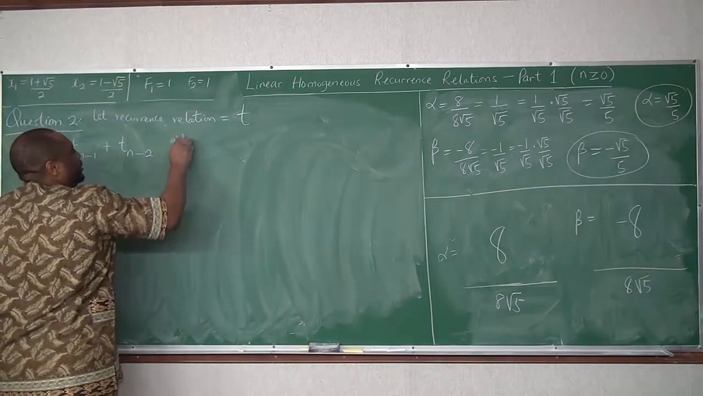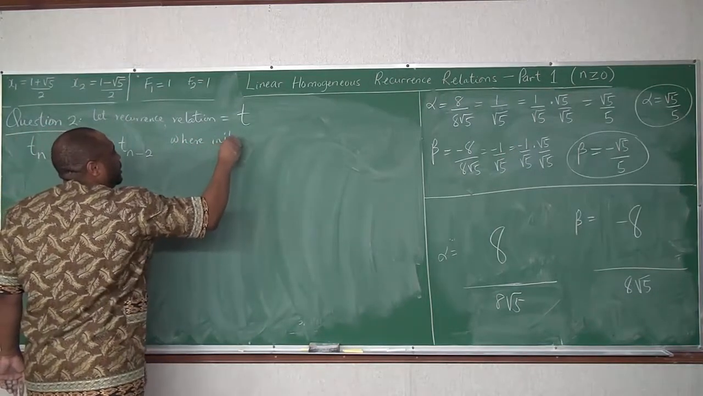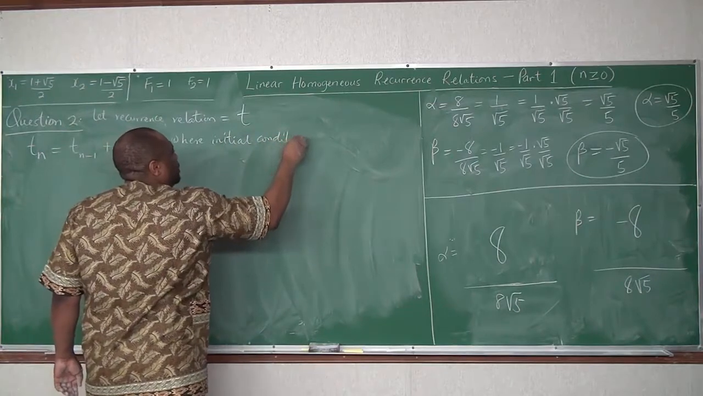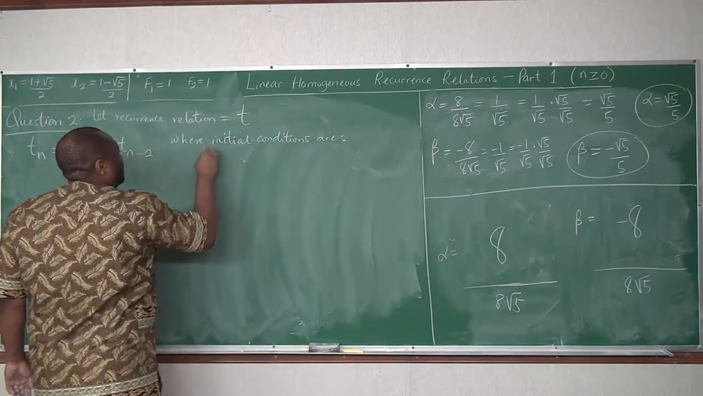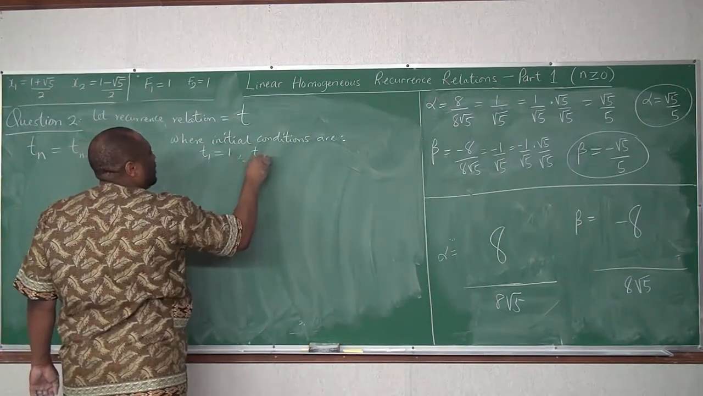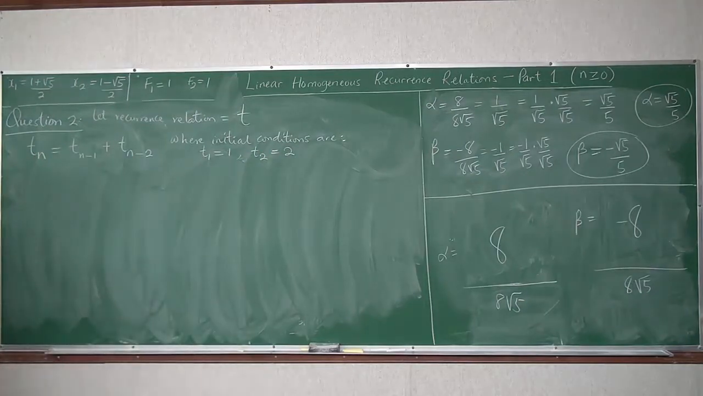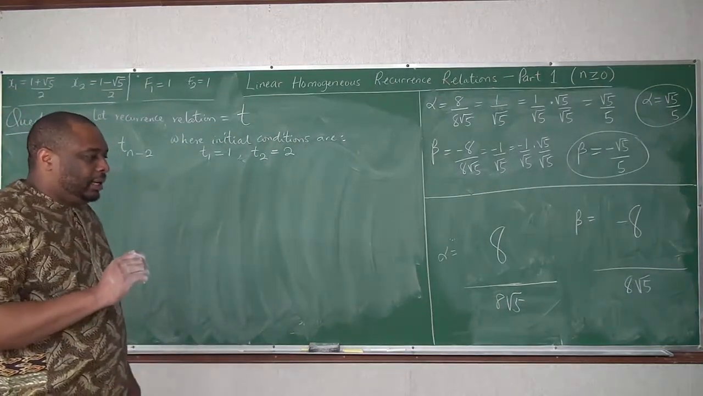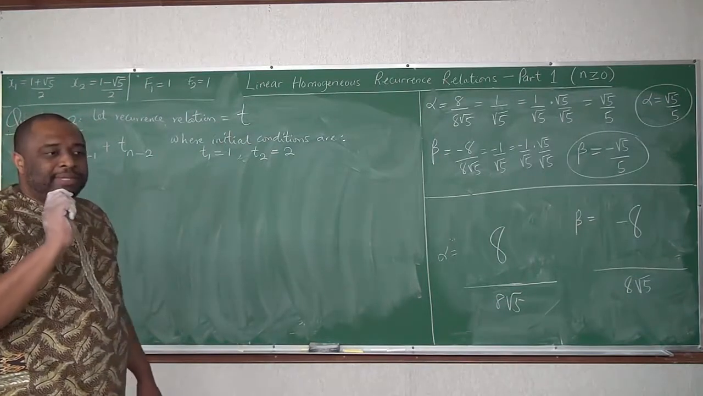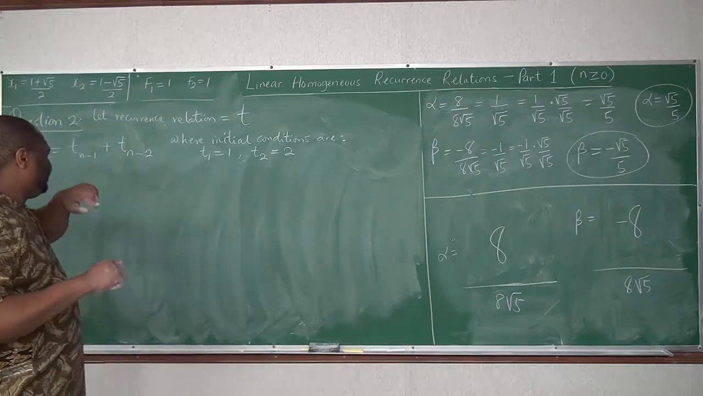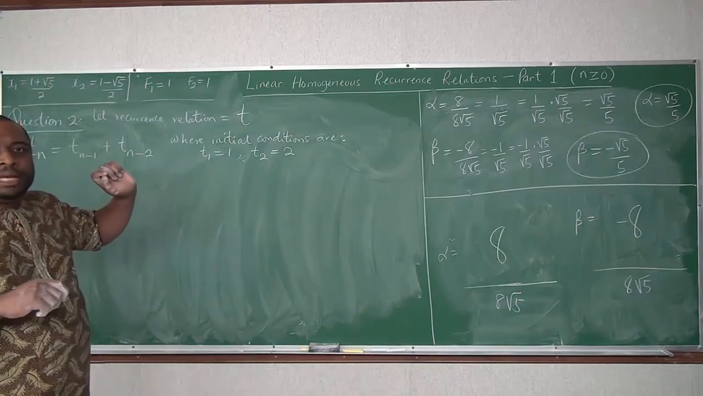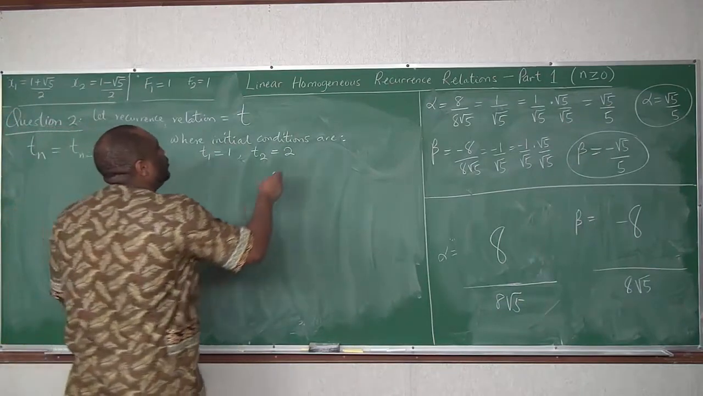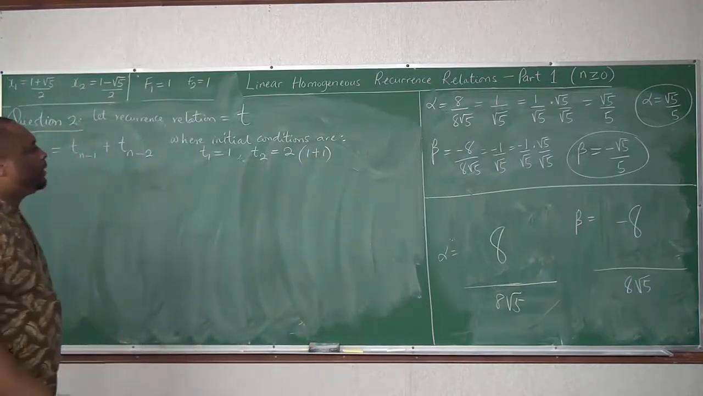Where the initial conditions are T1 can be 1 step, and then T2 can be 2 steps at a time. Peter can climb 1 or 2 stairs at a time. So the first term is 1, and for two steps at a time, we have 2, which we can put as 1 plus 1.